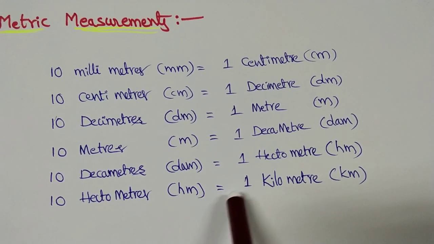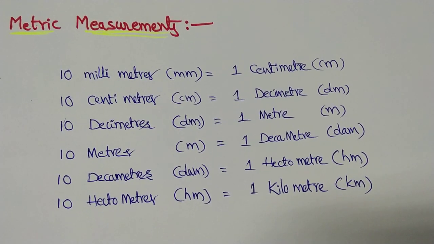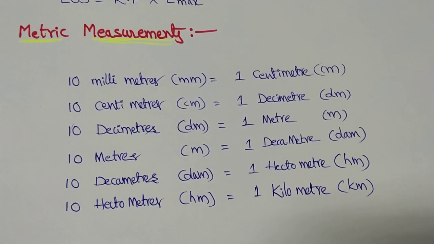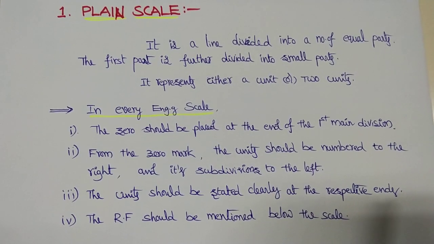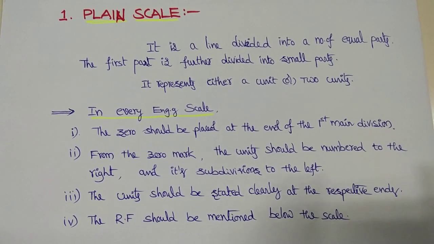Similarly, 10 hectometers equal 1 kilometer. So this is about metric measurement. Now we can see what a plane scale is.